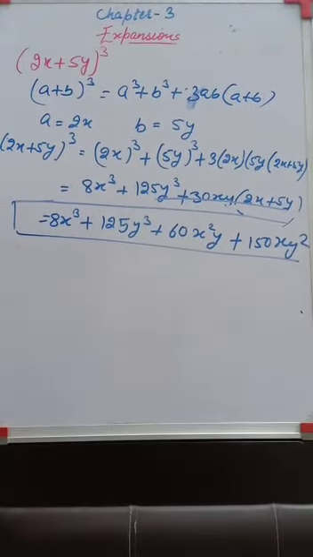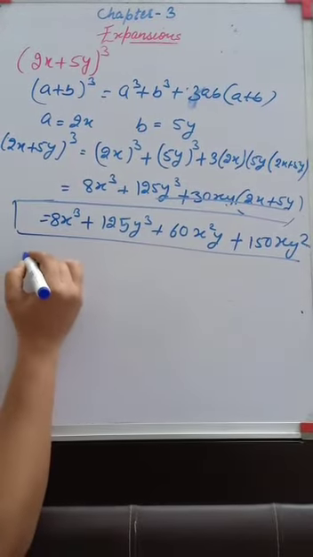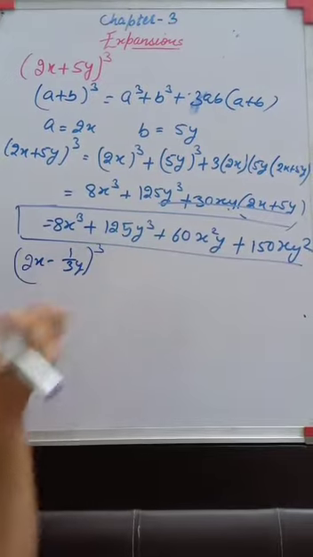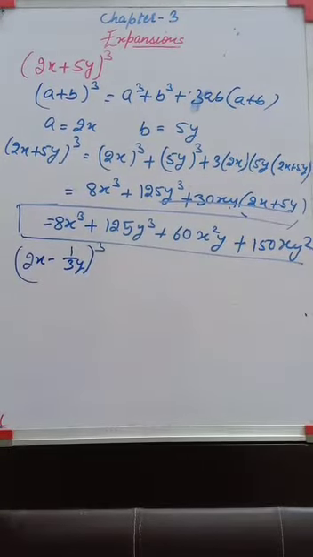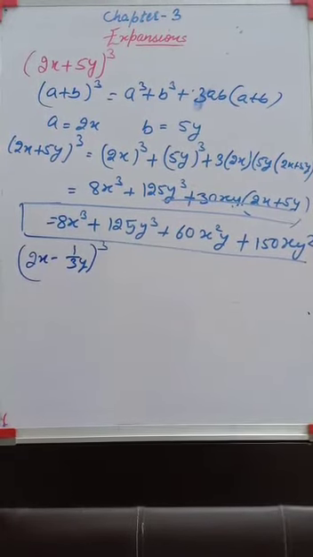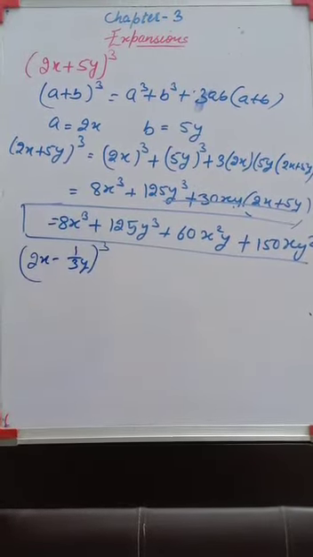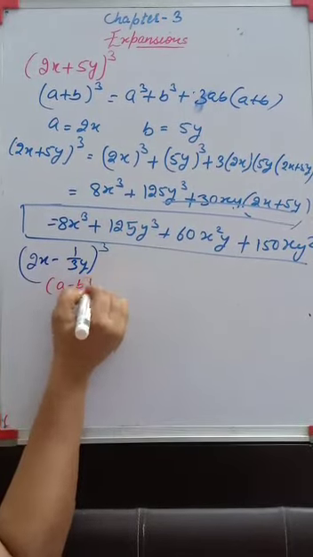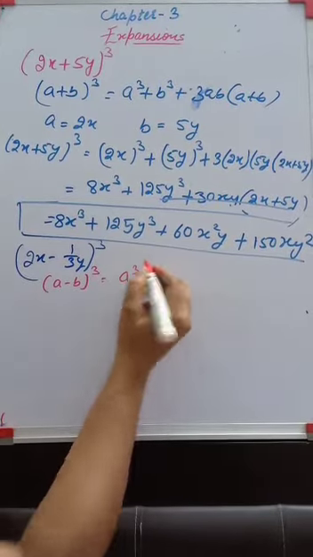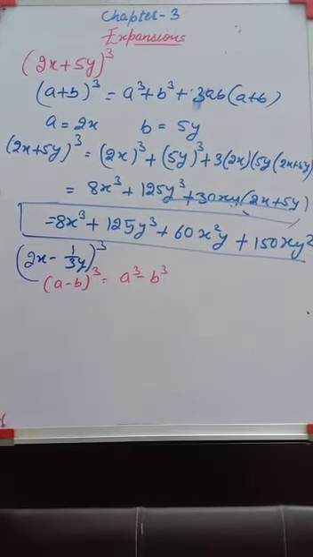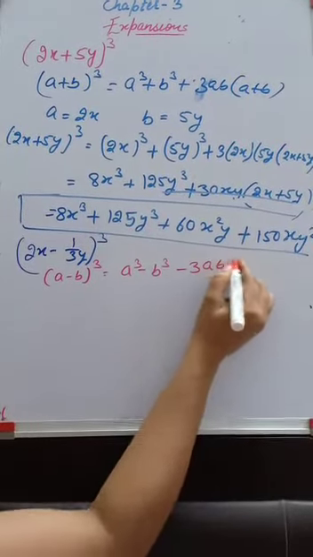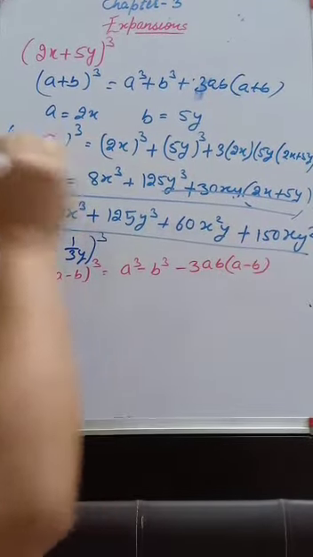I am taking one different question. For example, the question is 2x minus 1 upon 3y whole cube. How to solve this one? Again, just by seeing that this is a cube, that means a cube identity is to be used, right? And over here it is a minus sign. Can I write a minus b whole cube? And what is the value? a cube minus b cube minus 3ab (a minus b), right?